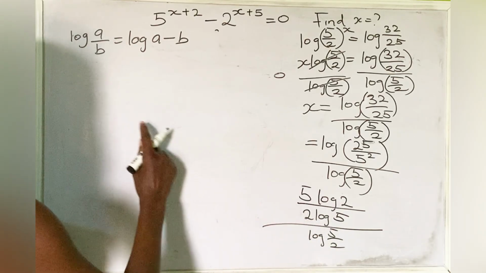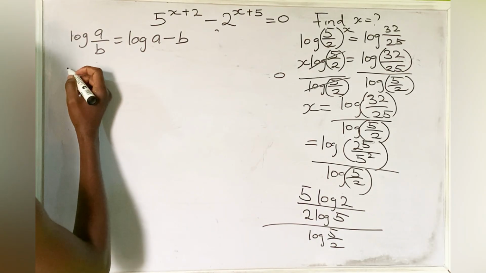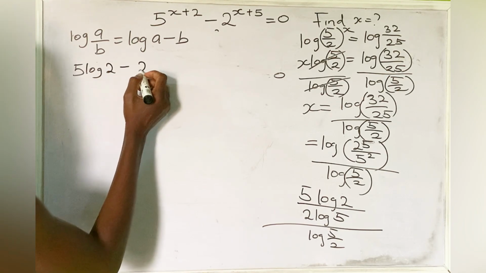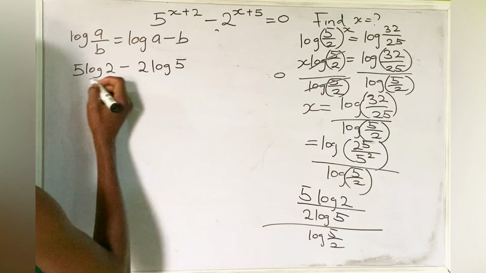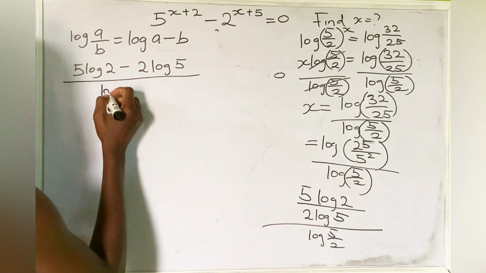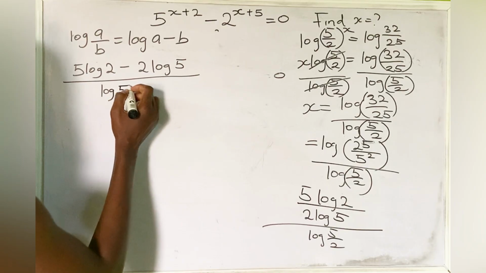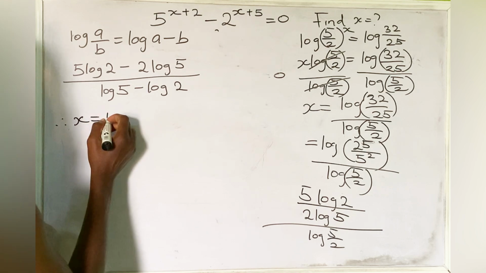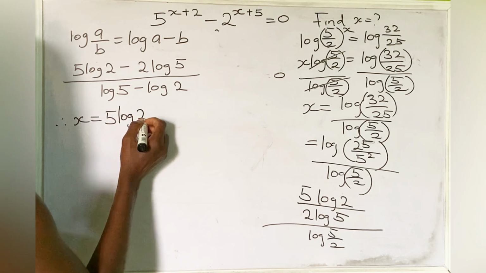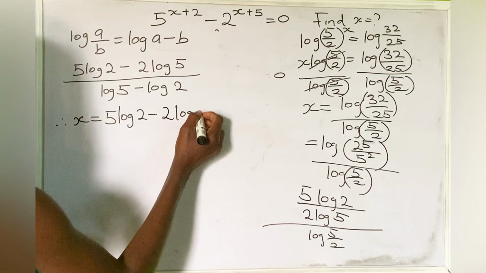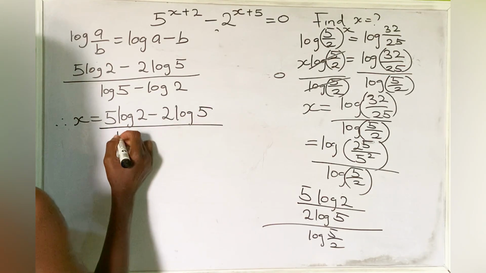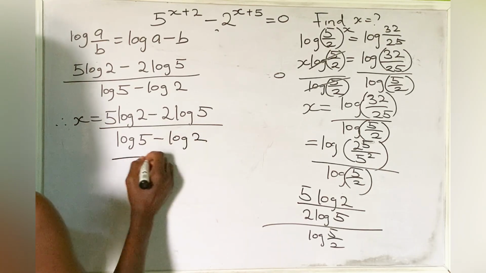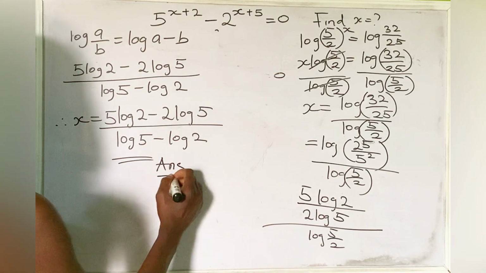So this means 5 log 2 minus 2 log 5, all over log 5 minus log 2. Therefore, x is equal to 5 log 2 minus 2 log 5, all over log 5 minus log 2. This is our answer.